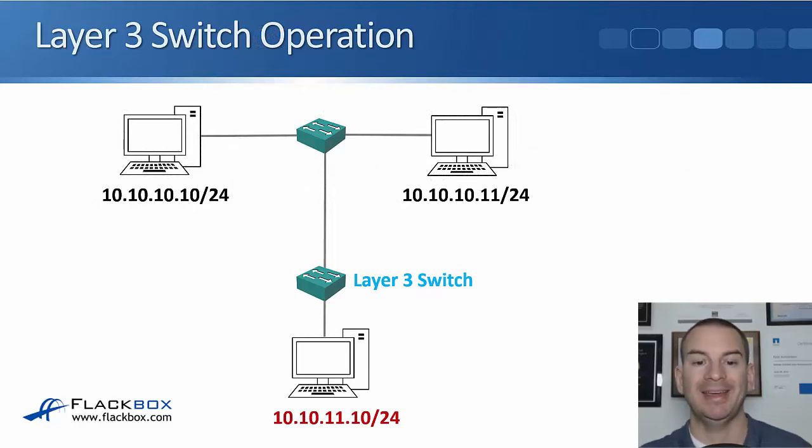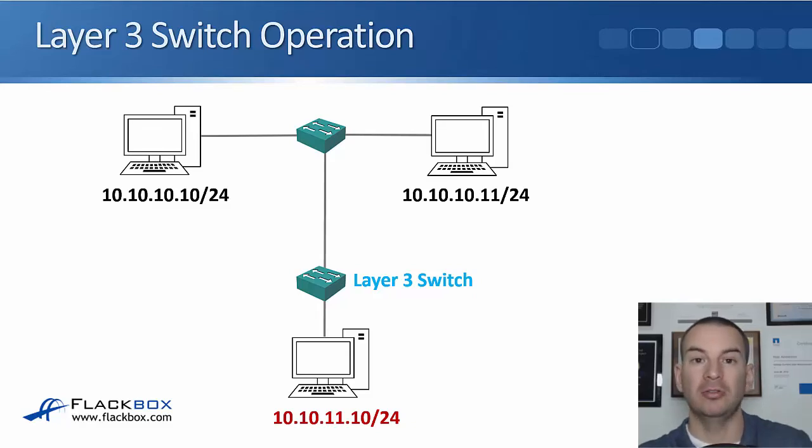So looking at our diagram again now, you see that we only have switches in the network infrastructure, but the switch at the bottom is a layer 3 switch, meaning it is layer 3 aware. It's aware of the 10.10.10 network and the 10.10.11 network, and it's able to route traffic between them.